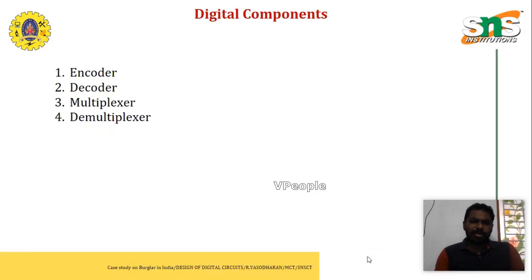The main components involved here are the encoder, decoder, multiplexer, and demultiplexer. In the input or transmitter region, we will have the encoder and multiplexer, whereas at the output or receiver end, we will have the decoder and demultiplexer. In detail, we will see how the encoder, decoder, multiplexer, and demultiplexer work.